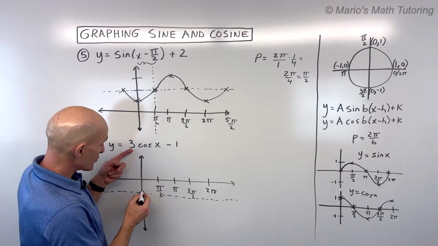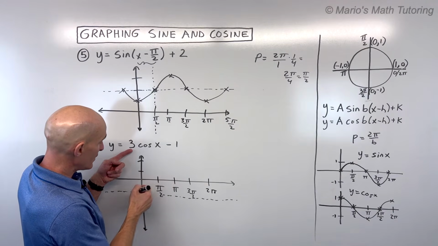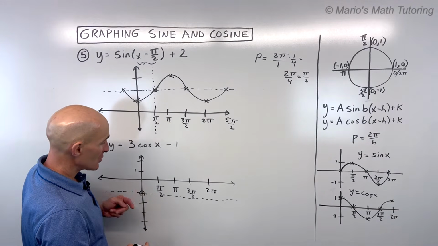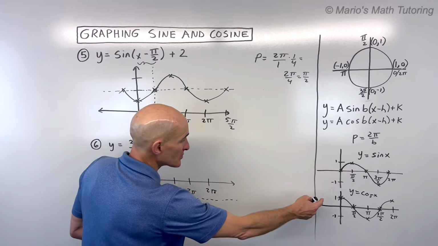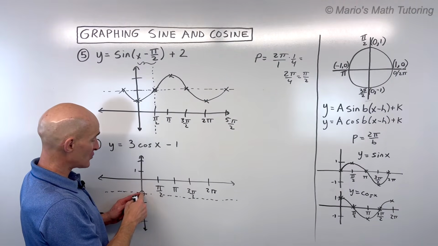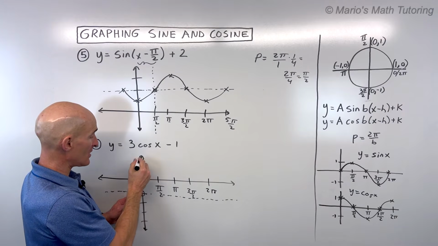Again, the amplitude's 3, so I'm going to have to go up 1, 2, 3, and down from there, 1, 2, 3. So now we're just going to graph our basic cosine graph, which starts at the maximum, at the high point. And this has an amplitude of 3, so 1, 2, 3. It's going to start right here.